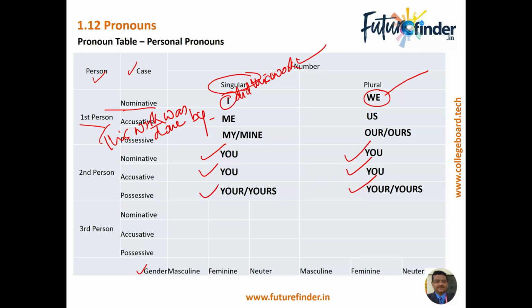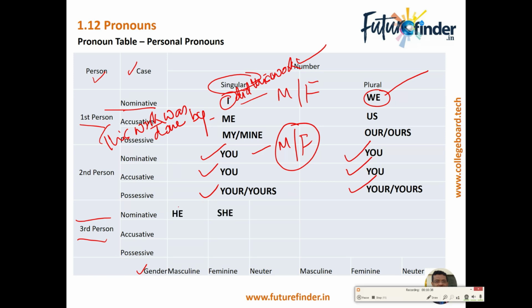And obviously we can see that it doesn't change with the gender. An I is an I for a male or a female, right? And a you is a you for a male or a female. Doesn't change with the gender. But this is where things in the third person change a bit. In the nominative case, he has done this work, right? I'm very sure about that. He has done this work.